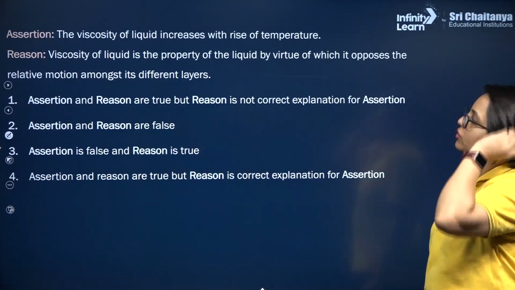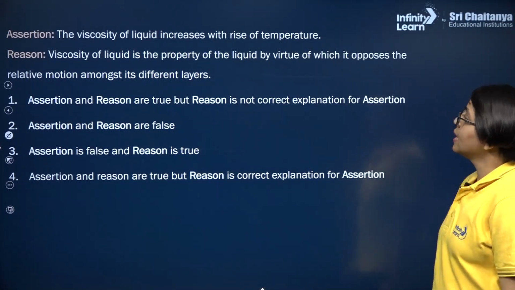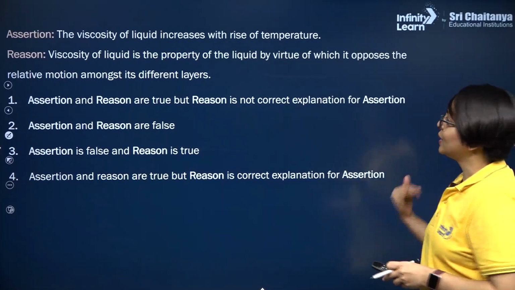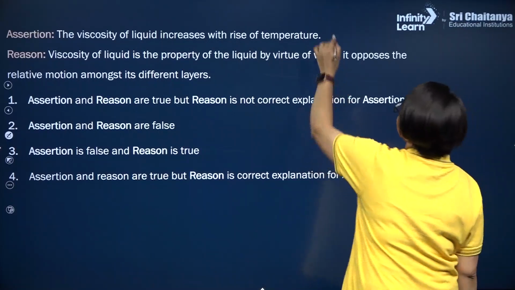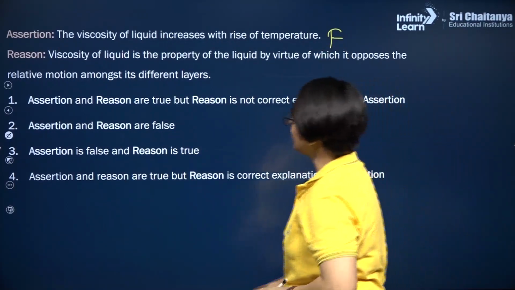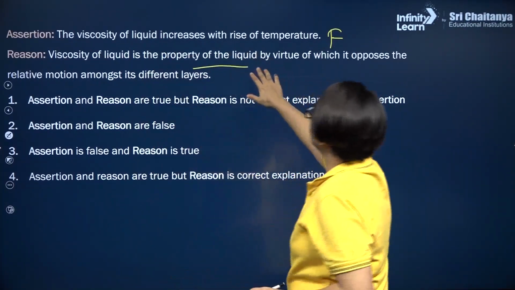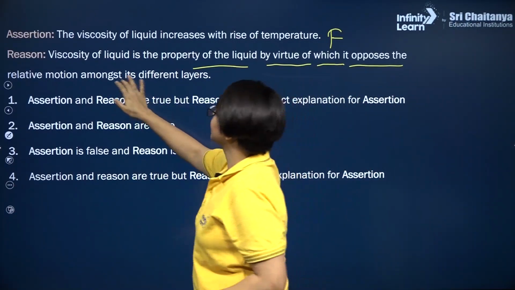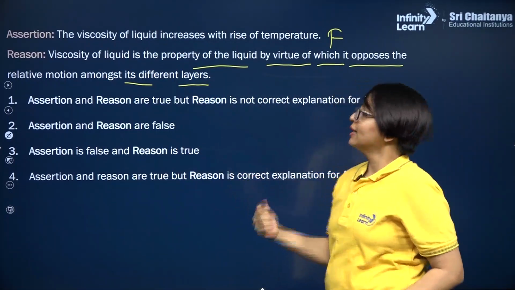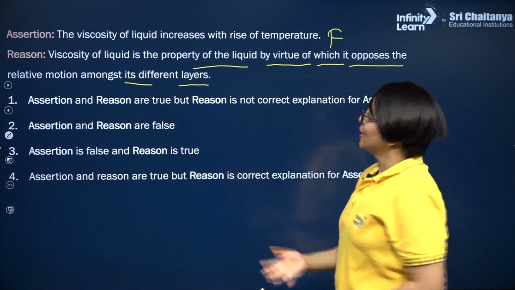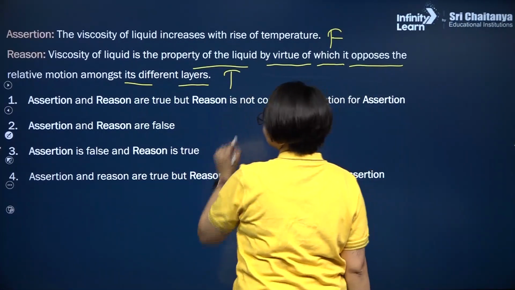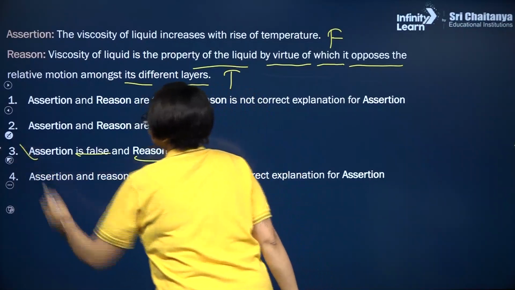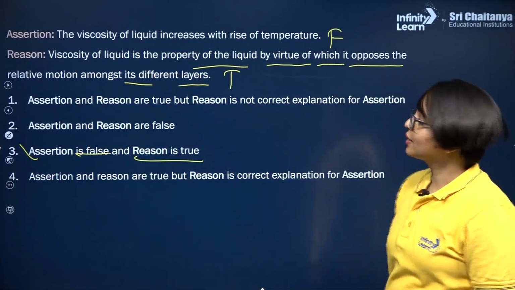Next is assertion. The viscosity of liquid increases with rise of temperature. No, it is the other way around. Viscosity of liquid decreases with rise of temperature. So this is false. Viscosity of the liquid is the property of the liquid by virtue of which it opposes the relative motion amongst its different layers. Yes, this is the definition of viscosity, right? So this is true. So assertion is false and reason is true. So correct answer is option 3.